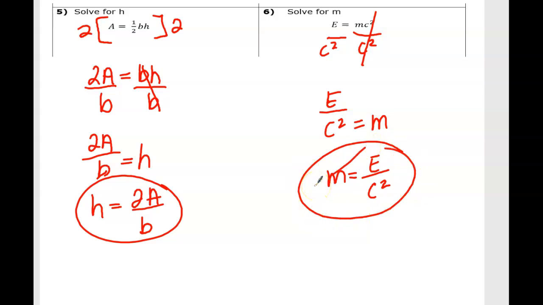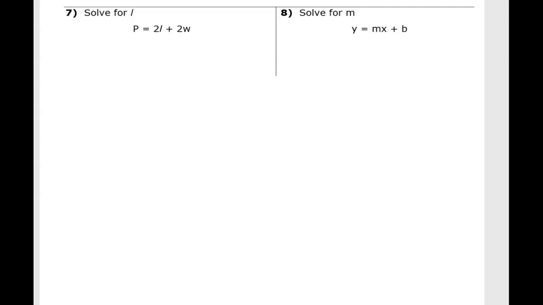Okay, let's look at number 7. Now we're solving for L. This is an L, looks like a 1, but it's really an L.